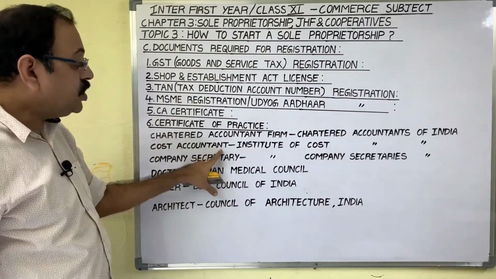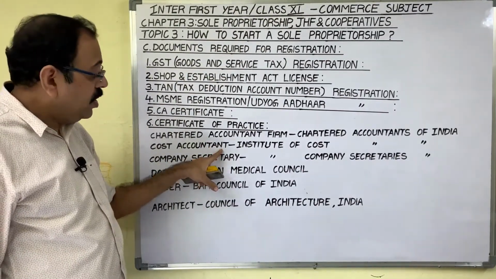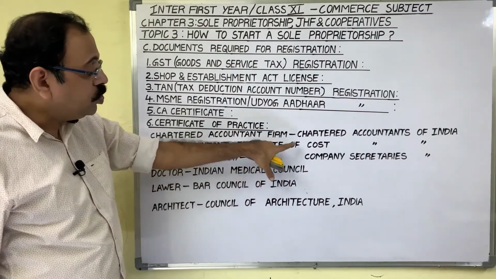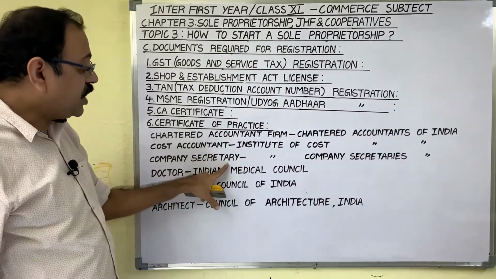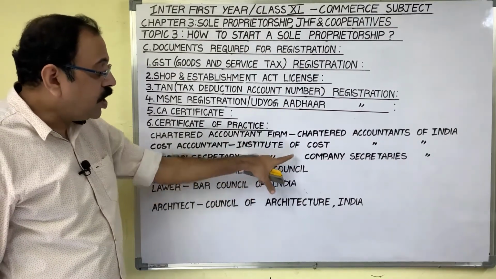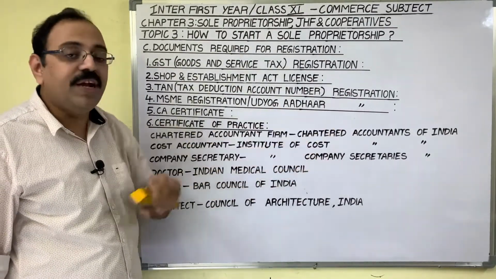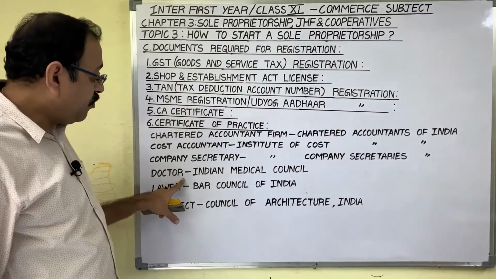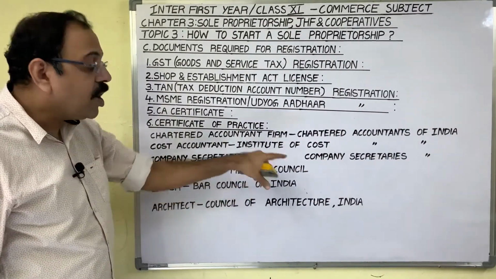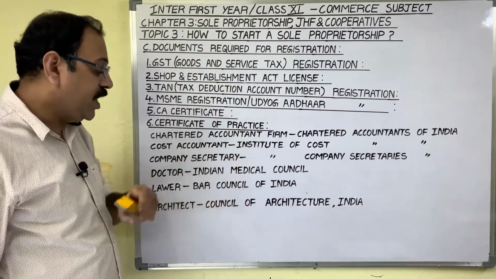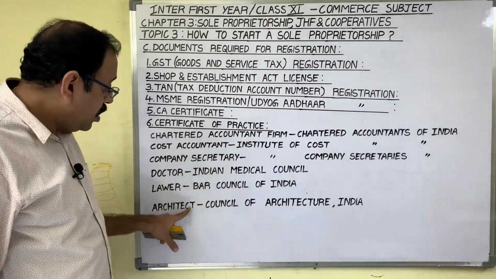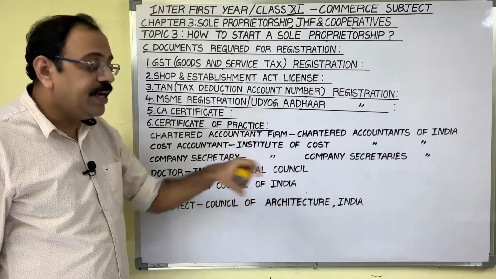Similarly, in case of cost accountant profession, the institution is the Institute of Cost Accountants of India. For company secretary profession, Institute of Company Secretaries of India. For doctor profession, Indian Medical Council. For lawyer, Bar Council of India. For architect, Council of Architecture India.